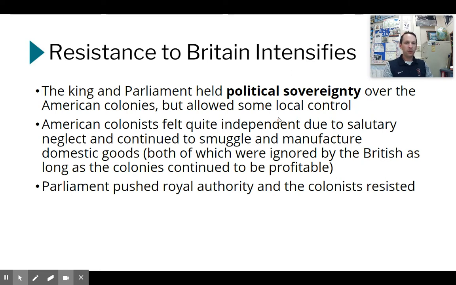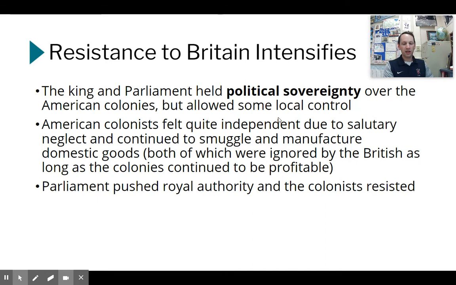I used the example of a parent-child relationship. Great Britain is the mother country. Remember, this is mercantilism. More needs to flow into the mother country than flows out. And we, the 13 colonies, are like the children who are growing up. We want more independence, and Mother Britain is trying to lay the hammer down. Parliament's pushing royal authority, and the colonists are resisting.